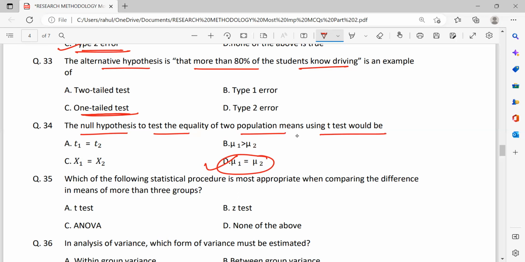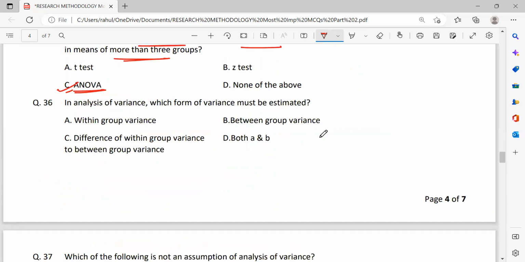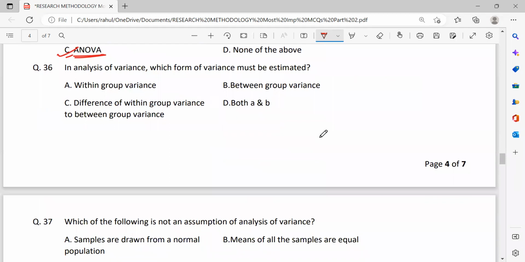Question number 35. Which of the following statistical procedures is most appropriate when comparing the difference in means of more than three groups? The answer would be ANOVA. ANOVA is the statistical procedure most appropriate when we compare the difference in means of more than three groups. Question number 36. In analysis of variance, which form of variance must be estimated? Within group variance, between group variance, or the difference of within group to between group. Both A and B are correct.